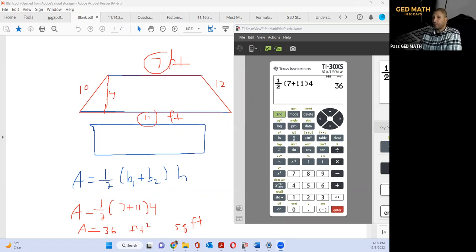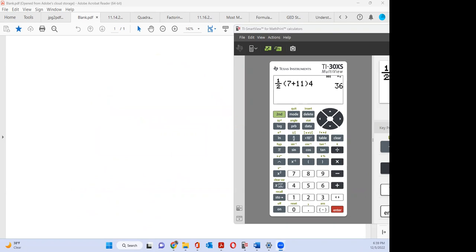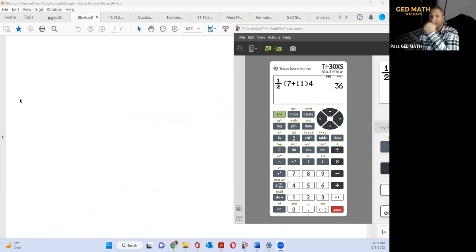Now, what was the other one? It was a prism. Okay. This is why I failed the test. It was a triangular prism, right?